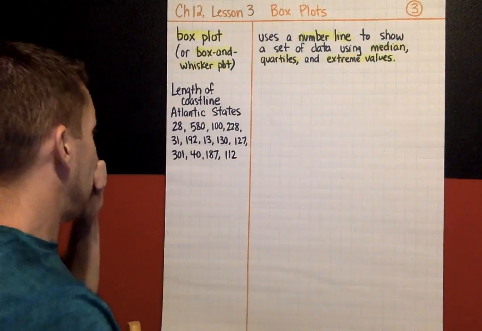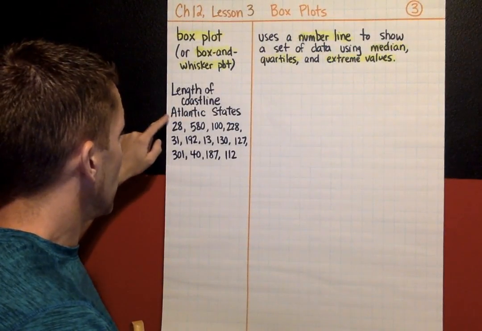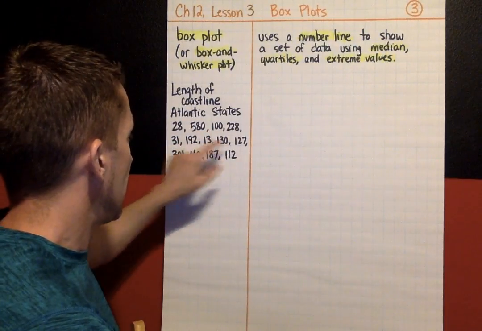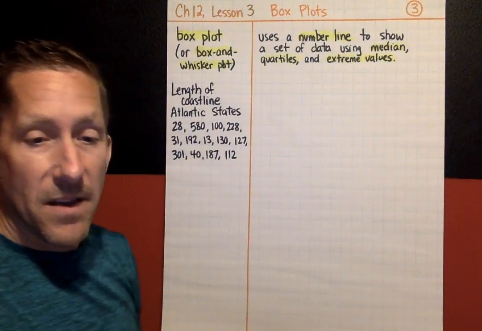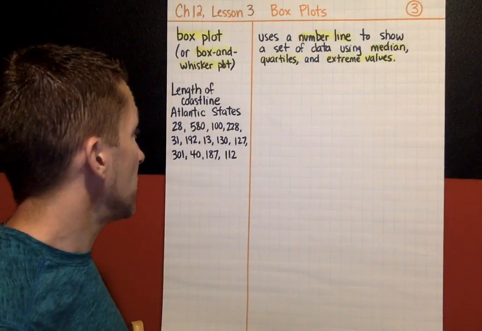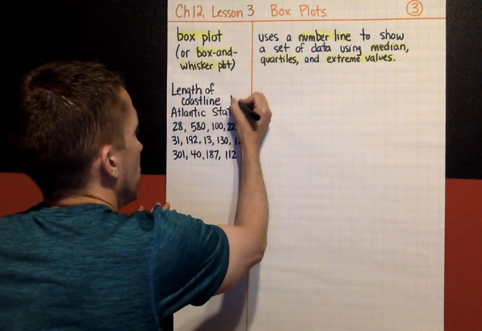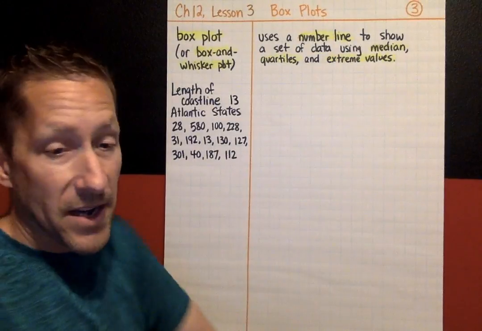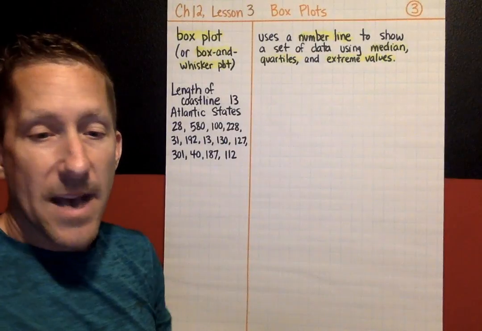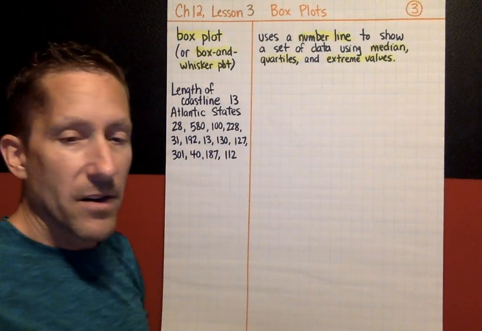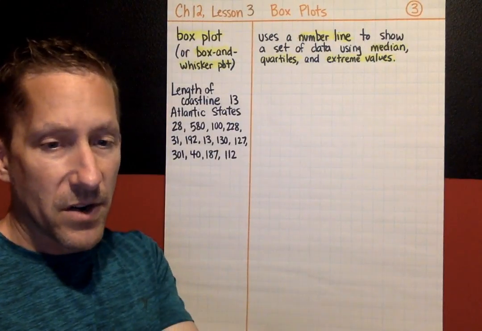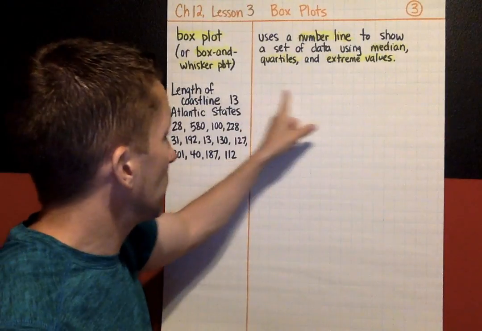So I better have 13 numbers, since there's 13 Atlantic states. 1, 2, 3, 4, 5, 6, 7, 8, 9, 10, 11, 12, 13. Good. So we've got the right number of data values, 13. Here's your data. Okay, so the first thing we're going to do is find the median, which you have done before. Just as a reminder, the very first thing you have to do to find the median is list your data values in order from least to greatest. So that's what I'm going to do up here.